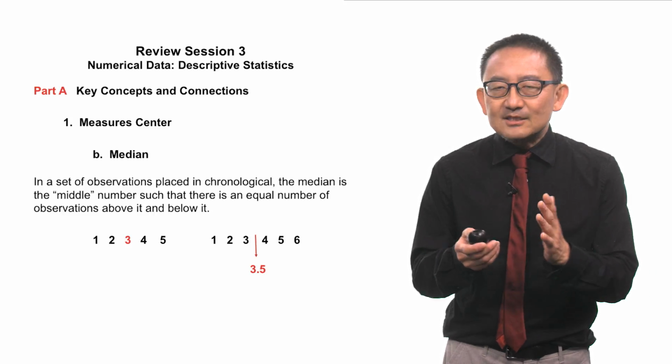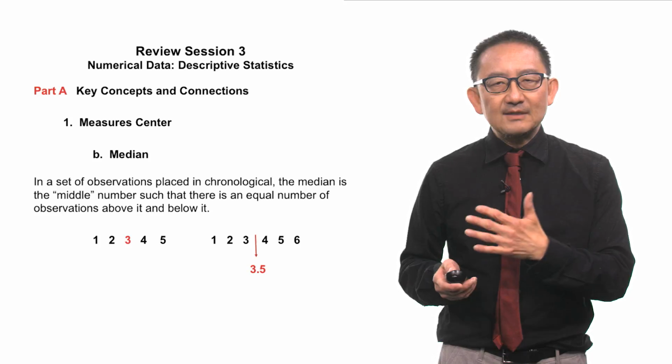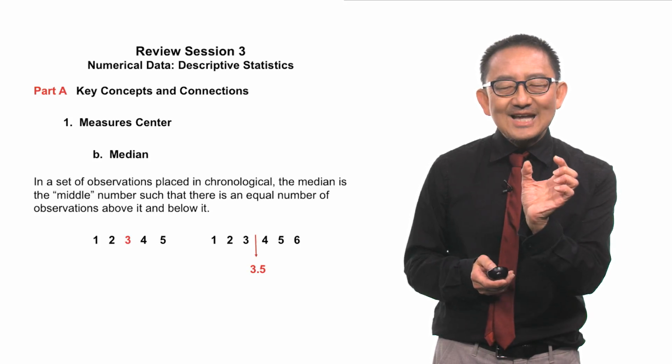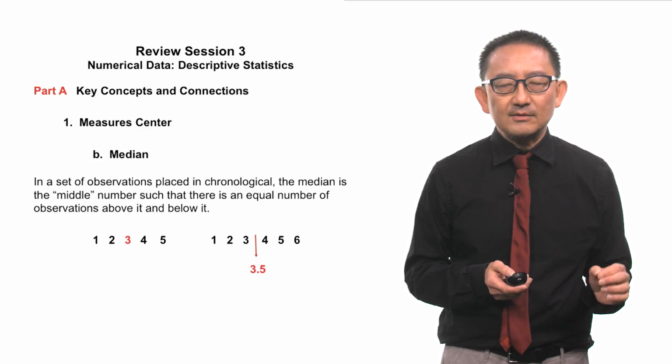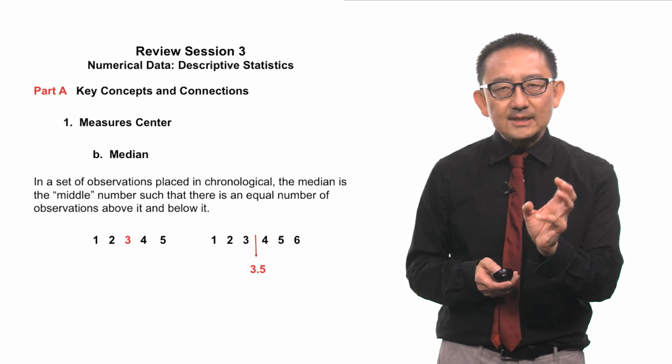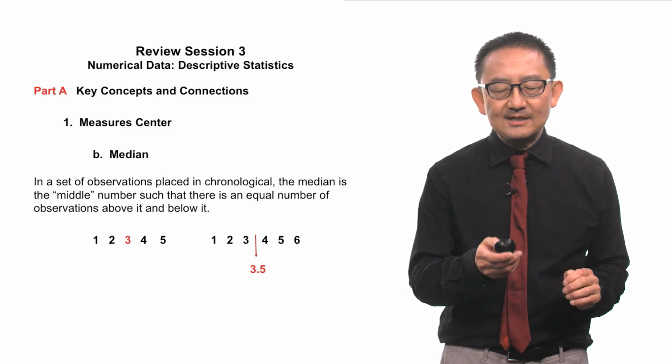Now, if we had an even number of values, 1, 2, 3, 4, 5, 6, then we would have to take the average, or the mean, of the two center numbers, which in this case are 3 and 4, and the median here would be 3.5.